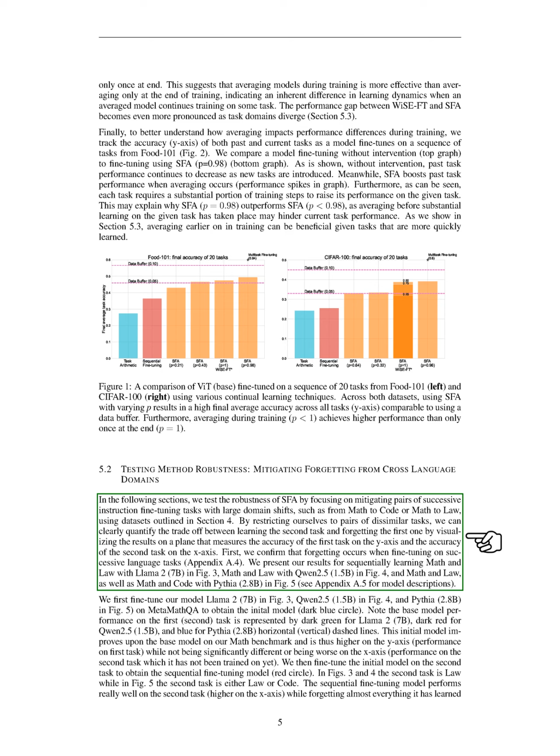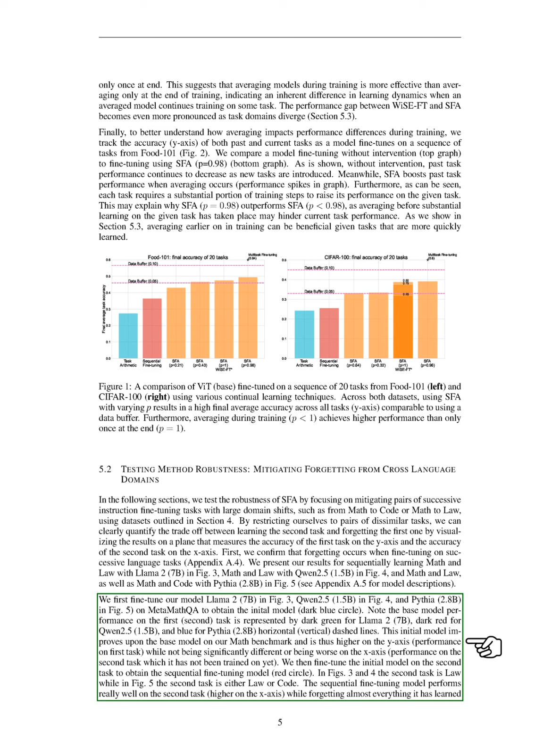We visualize this relationship on a graph where the y-axis shows the accuracy of the first task and the x-axis shows the accuracy of the second task. First, we confirm that forgetting happens when we fine-tune on successive language tasks. We present our findings for learning math and law using different models, including Llama 2, Qwen 2.5, and Pythia.